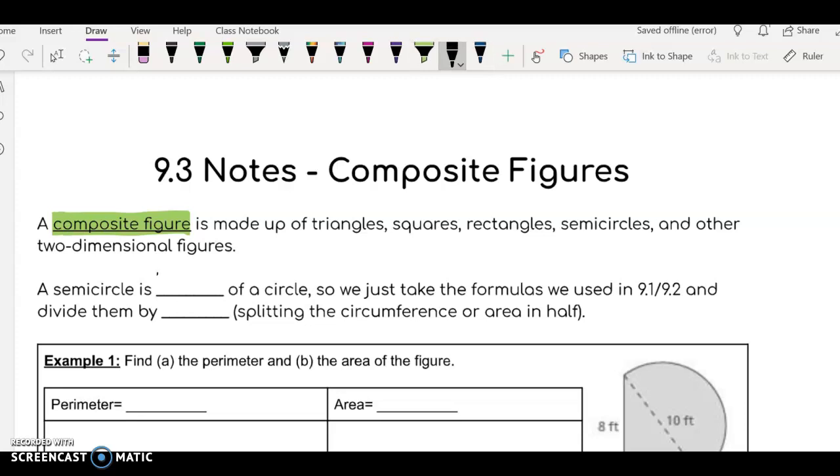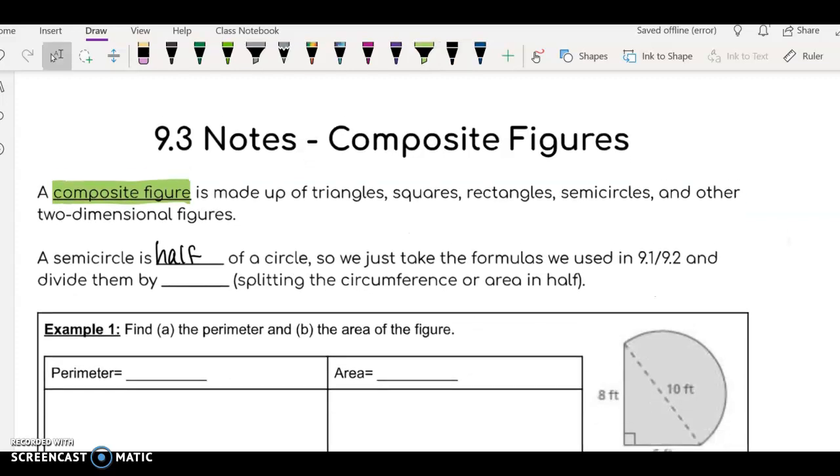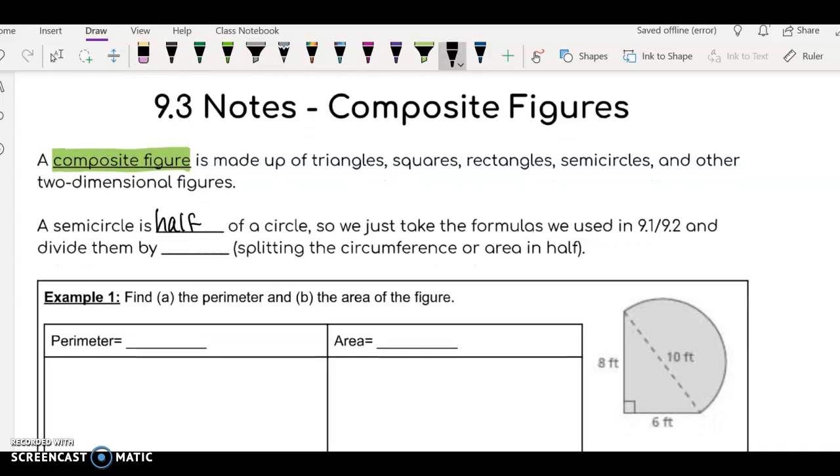A semicircle is half of a circle. So that just means that we take the formulas that we used in 9.1 and 9.2 and we divide them by 2, splitting the circumference or area in half.